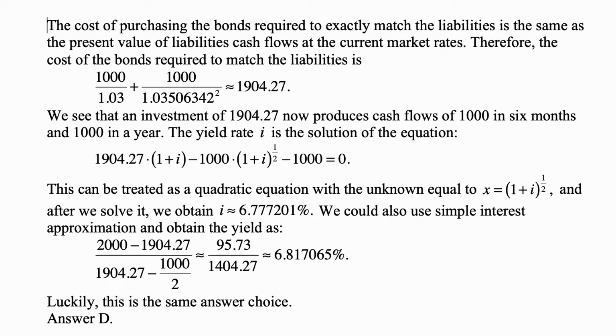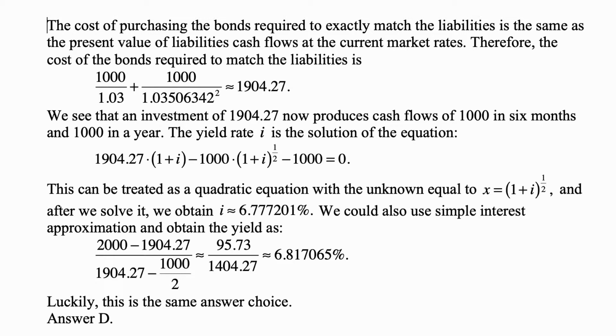So this can now be solved by treating x equal to 1 plus I to the 1/2 as the unknown. This becomes a quadratic equation. You can use the quadratic formula, and when you do that, you get I to be approximately 6.777201%. But we actually can also use simple interest approximation.